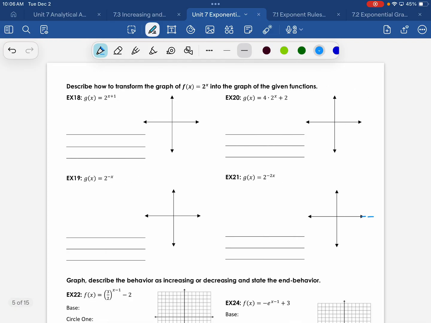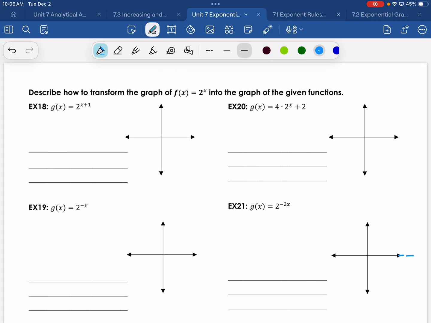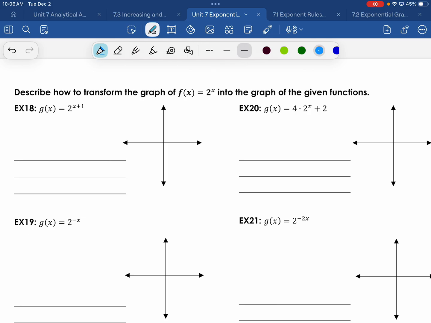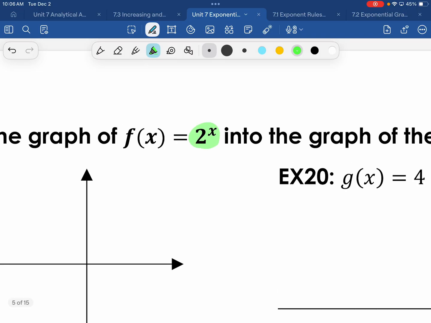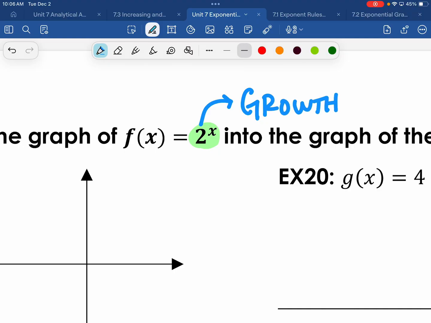Okay, so now we're going to graph. All right, so we're going to describe the transformations, and we are going to graph. Now, on all of these guys, my base is going to be 2. All right, so we're going to start off easy. We're not changing the base. Since the base is 2 on these 4 examples, is that going to be a growth or a decay? Growth. All right, so on these 4 examples, we are transforming a growth function.